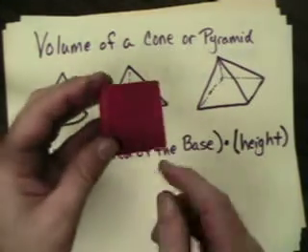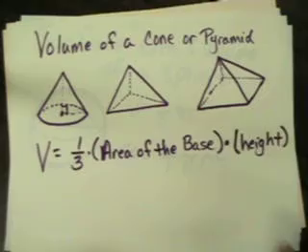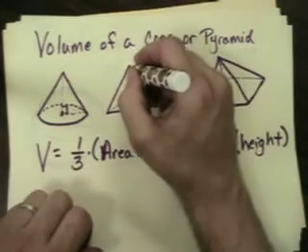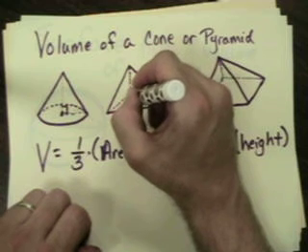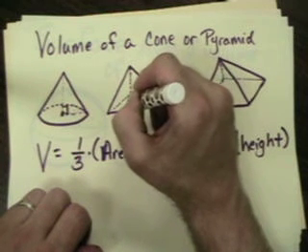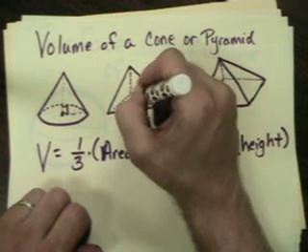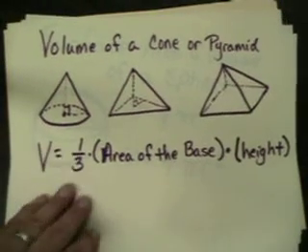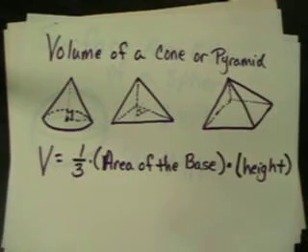So it'd be kind of like if you could see into the pyramid, like here, it would go from the vertex at the top, and it would go down the middle to the middle of the shape, and then usually we draw it like that, kind of going to one of the sides. Okay, I don't know if you can see that, but anyway, 1/3 the area of the base times the height.